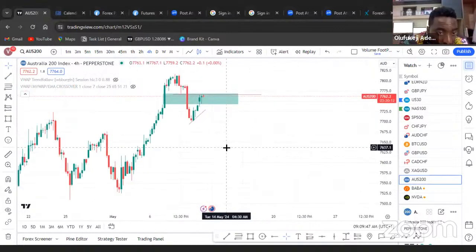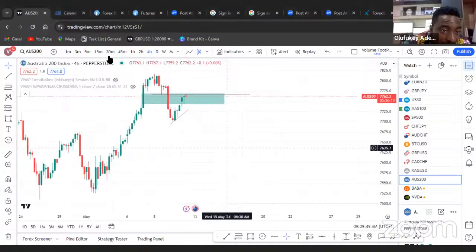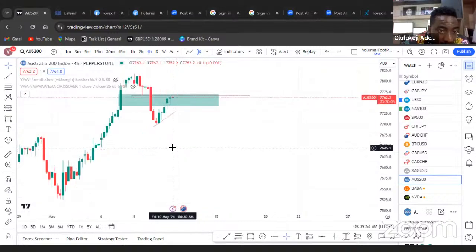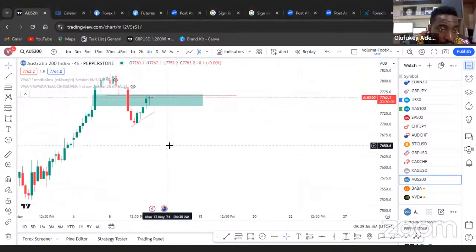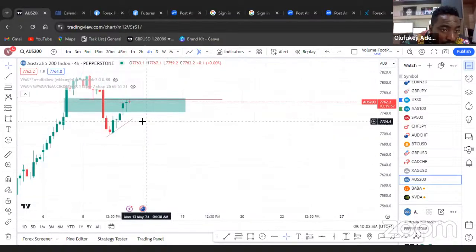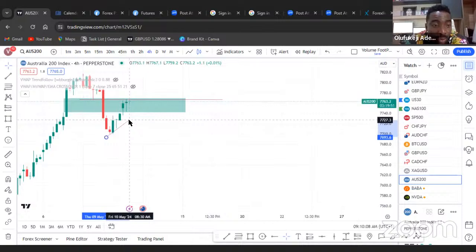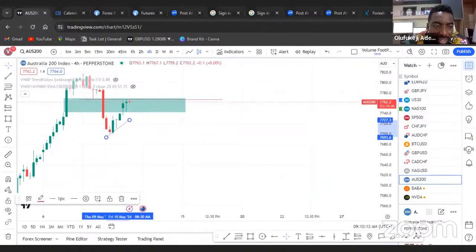Zoom in further. Exactly. All those rejection pin bars to the upside. If that level gets broken, tilt the trend line some more. It's very sharp. When you see a sharp trend line like that, they are creating liquidity.